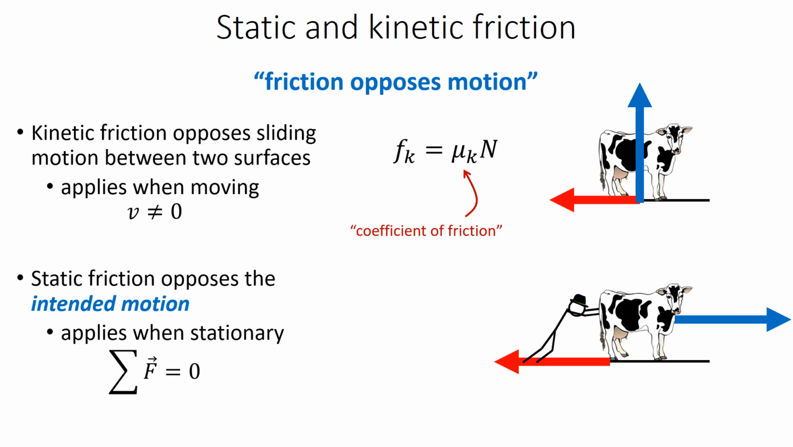The one exception to this is when you have an object that is just on the verge of moving. There's an upper limit to the amount of static friction that's available. The maximum static friction is proportional to the normal force. However, the coefficient of static and kinetic friction are different. Take a look at the following question to see how they compare.